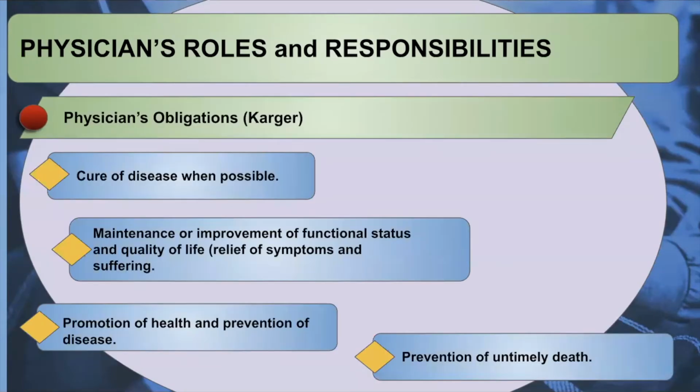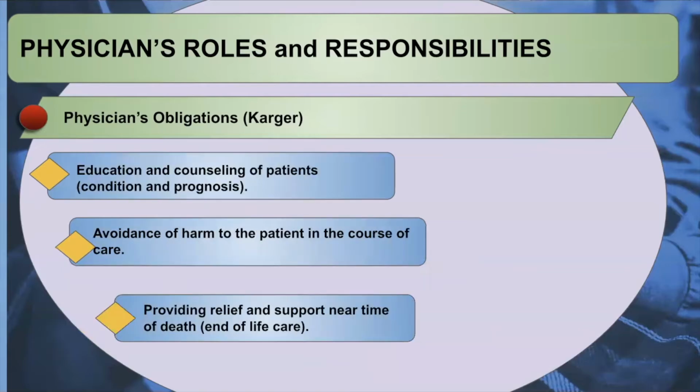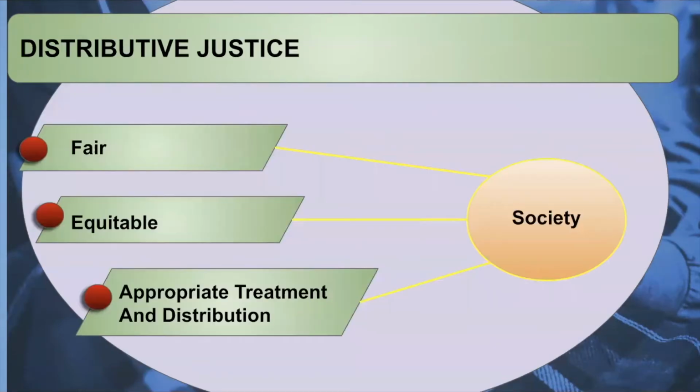The core of professionalism is a therapeutic relationship built on competent and compassionate care by a physician that meets the expectation and benefits a patient. In this relationship, which is rooted in the ethical principles of beneficence and non-maleficence, the physician fulfills the following obligations: cure of disease when possible, maintenance or improvement of functional status and quality of life, relief of symptoms and suffering, promotion of health and prevention of disease, prevention of untimely death, education and counseling of patients regarding condition and prognosis, avoidance of harm to the patient in the course of care, and providing relief and support near time of death or end-of-life care.